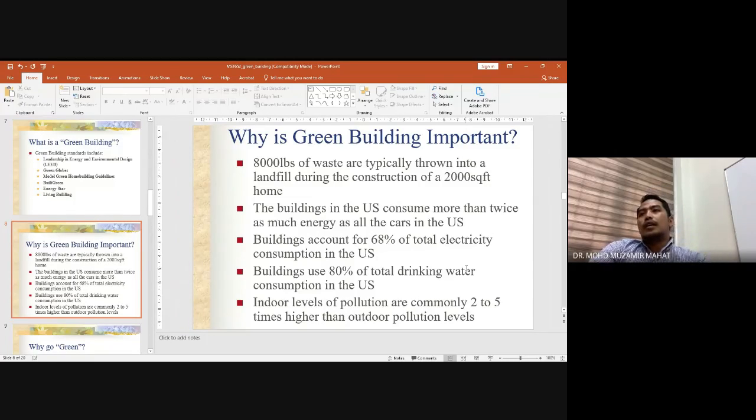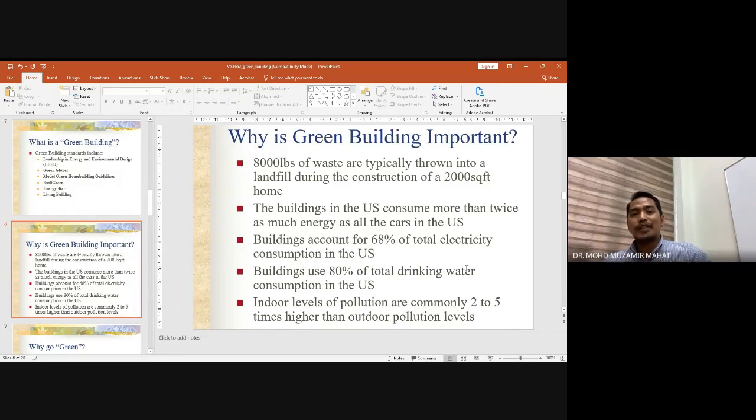In general, about 8,000 pounds of waste are typically thrown into a landfill during the construction of a 2,000 square feet home. Can you imagine, building a house of 2,000 square feet, 8,000 pounds of waste produced to the landfill just to build it? This is an analysis from the United States of America.